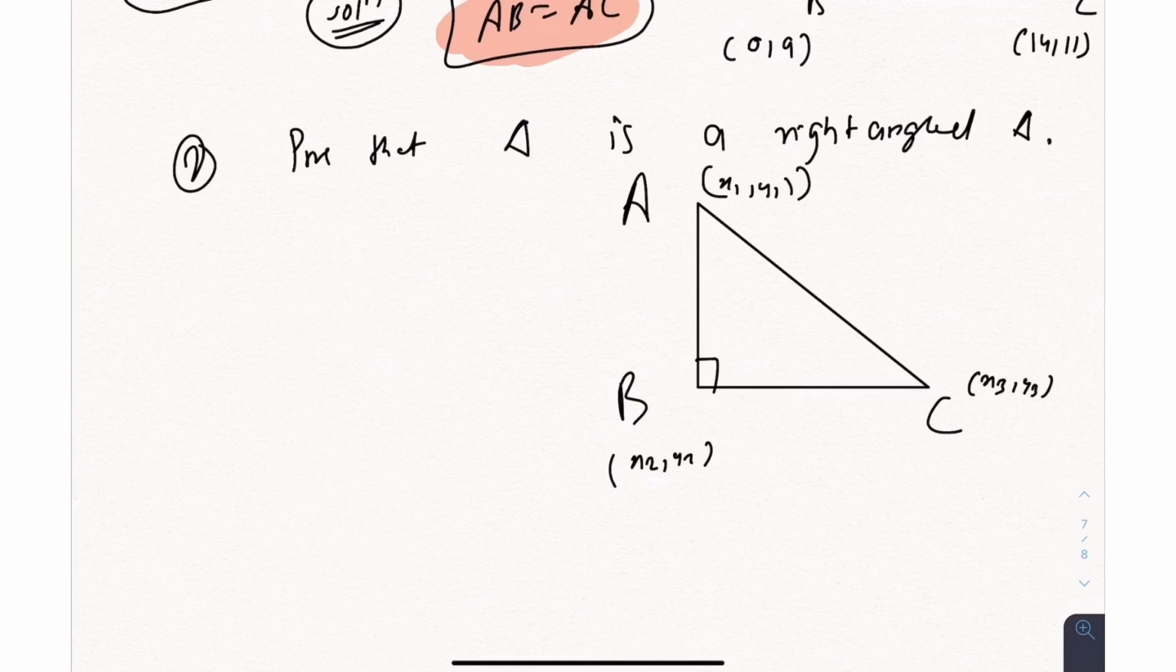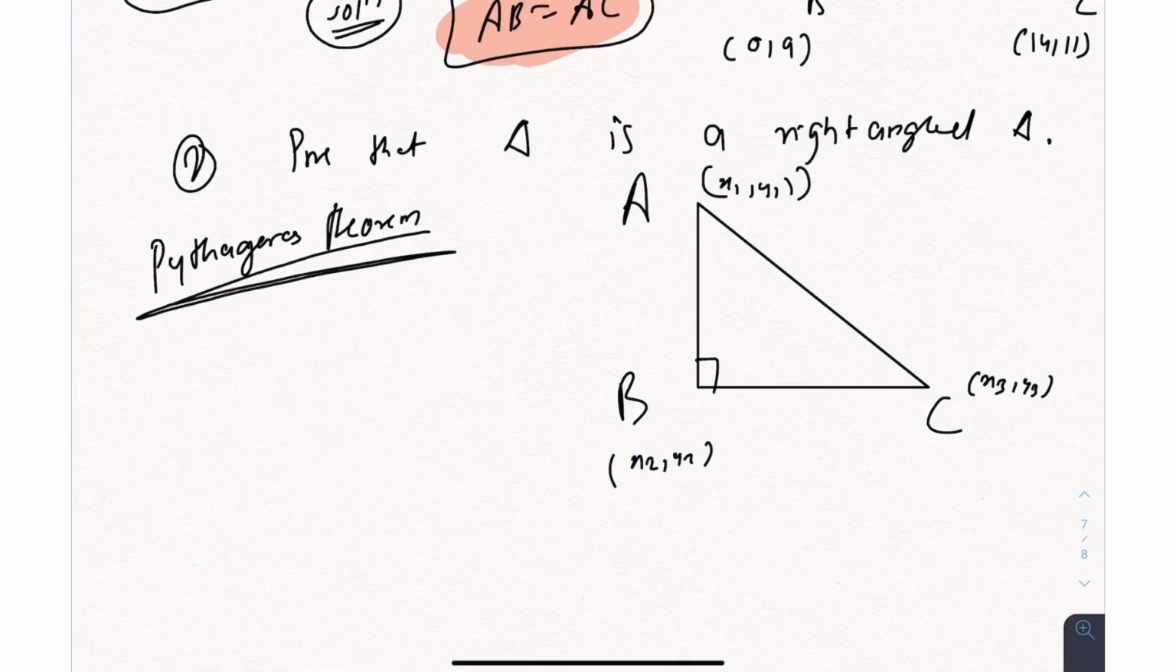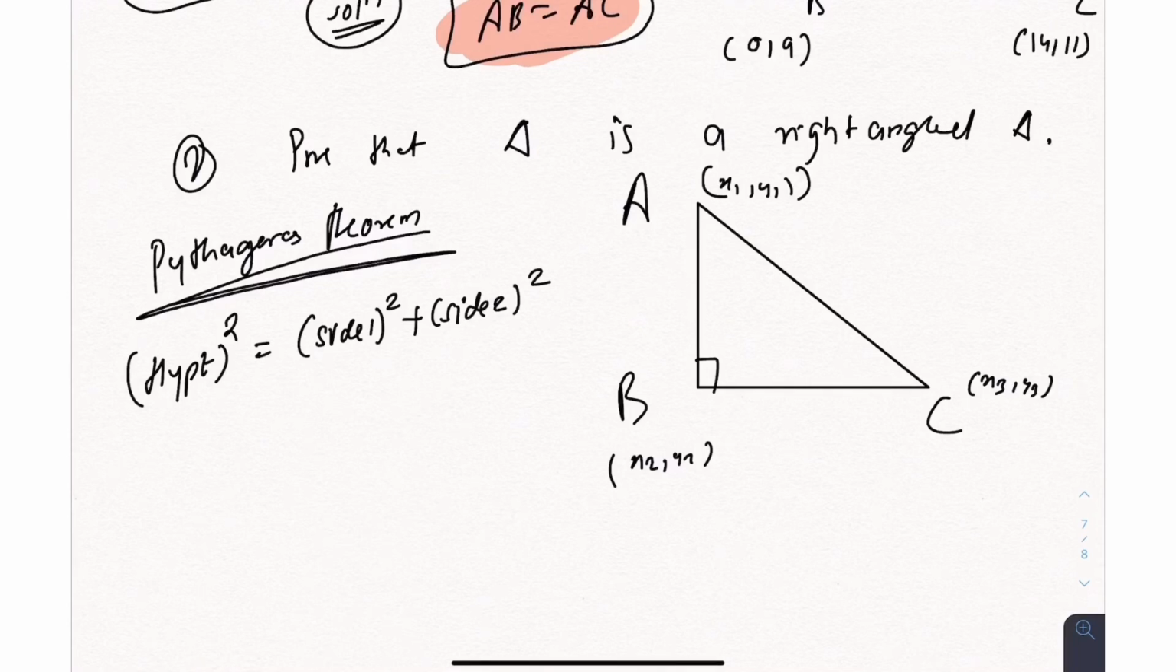But what is the condition in a right angle triangle? I hope many of you have got it, and for those who haven't, for a right angle triangle, we have done the Pythagoras theorem. I hope you know this. Okay, so what is the Pythagoras theorem? Hypotenuse square is equal to side 1 square plus side 2 square. Okay, so we have to prove it.